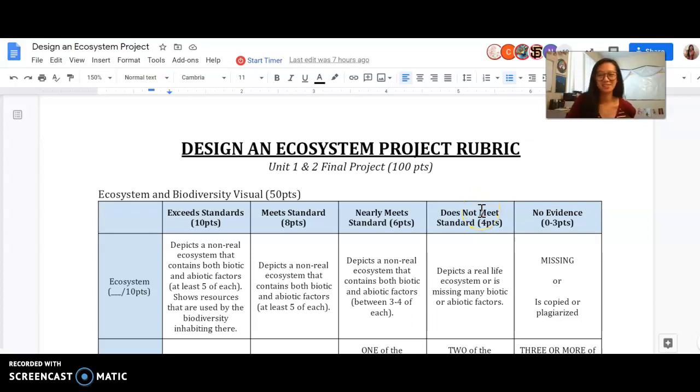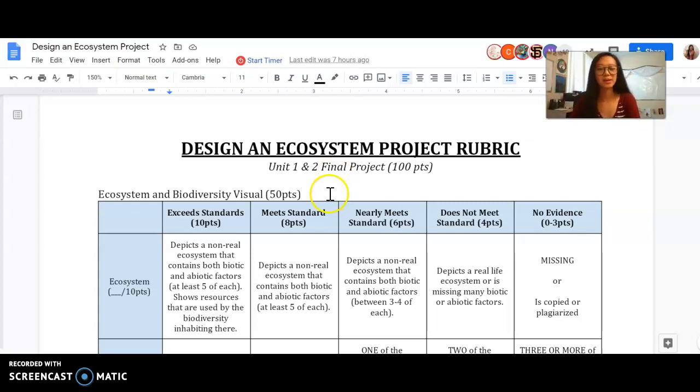Hi everyone, so this is me going over the rubric for the Design an Ecosystem project, which is your Unit 1 and 2 final project. It is worth 100 points, so I'm going to show you exactly how I'm going to break it down and what you should be aiming for when you create your project. This information is all attached to the same document as the instructions, just keep scrolling down. So in case you want to look at this again, it is on there.